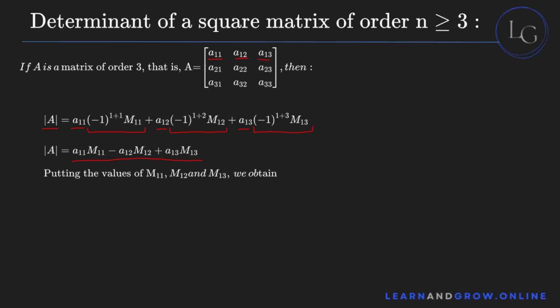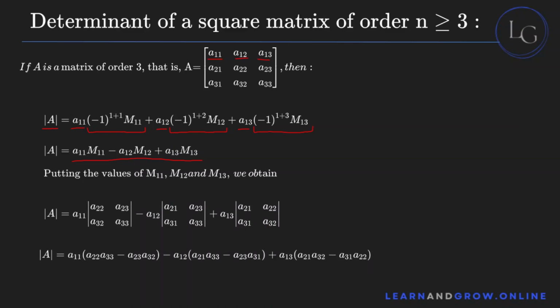Now, what you'll do is you'll put the values of M11, M12, and M13 that we will obtain. And this is basically what you'll get. A11, this is basically the minor of A11. And this is the minor of A12, and this is the minor of A13. And after doing all of the calculations here, you'll get the determinant of matrix A. And that's about it.